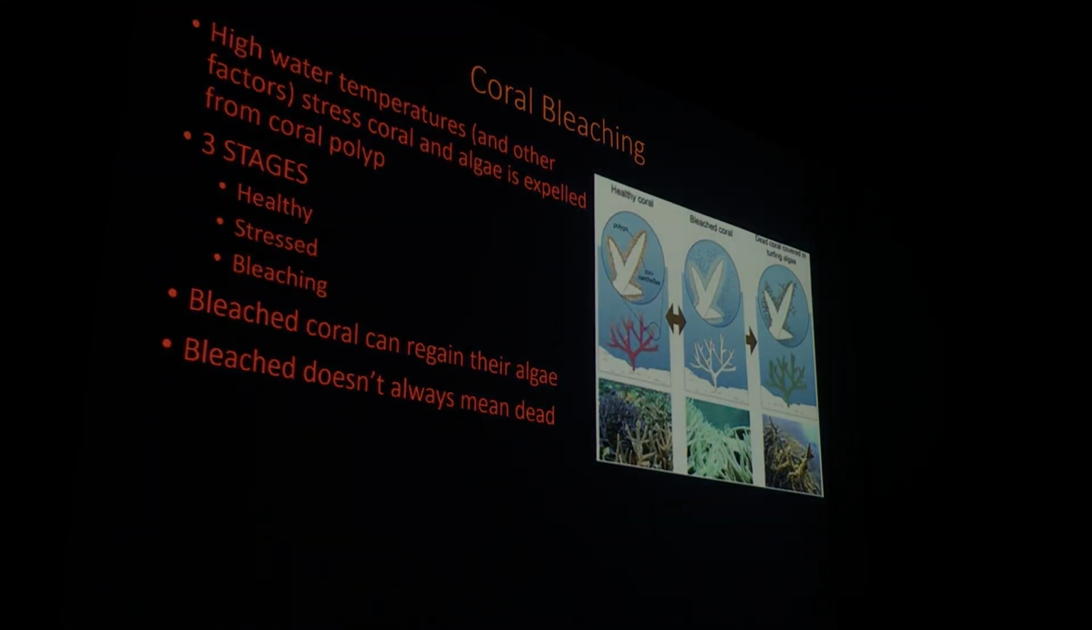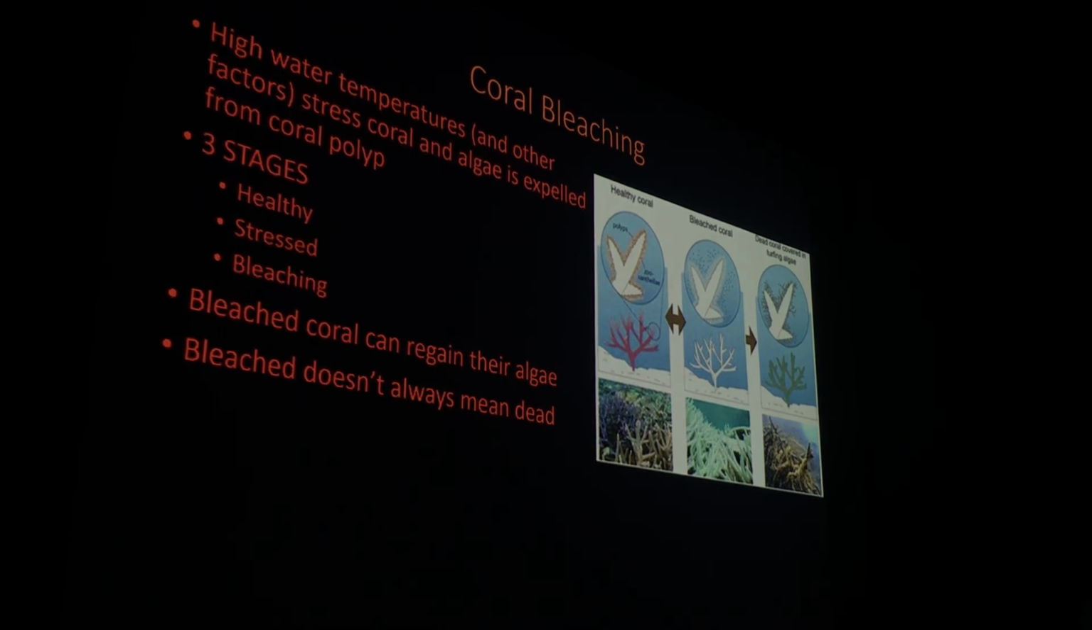Coral bleaching, which we already went over, is when you have high water temperatures. There are other things that can lead to it, but high water temperatures, like global warming, are something we're seeing a lot. The corals get stressed out and then the algae is lost, through their polyps, which is how they survive by getting food and such.